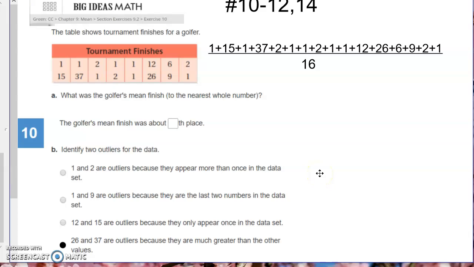For the second part, it says identify 2 outliers for the data. Well, if you look at this list of numbers, you can see that we have this value here, which is way different than all the rest of the numbers, and 26 that is way different than all the other numbers. I would consider those to be my 2 outliers. 26 and 37 are outliers because they are much greater than the other data values.